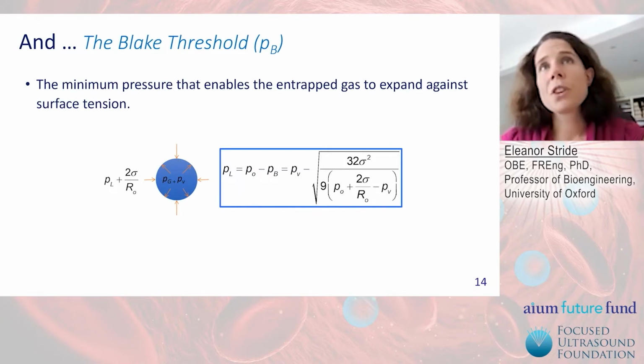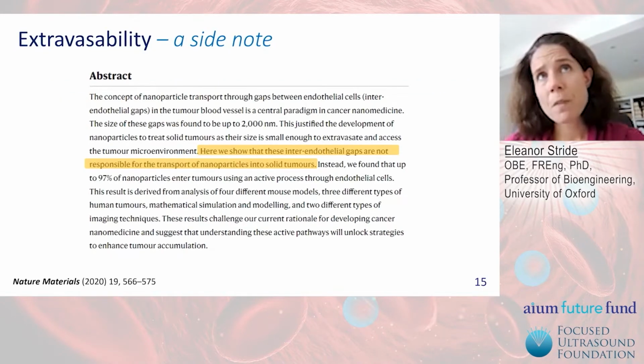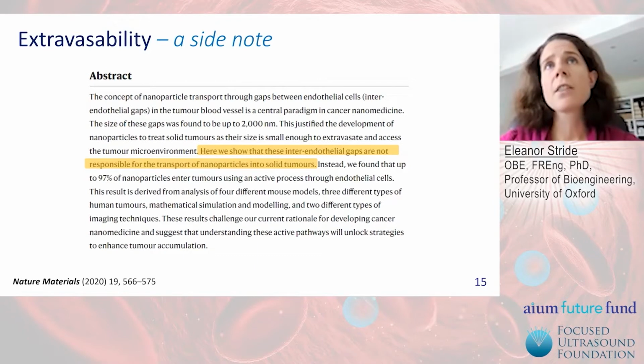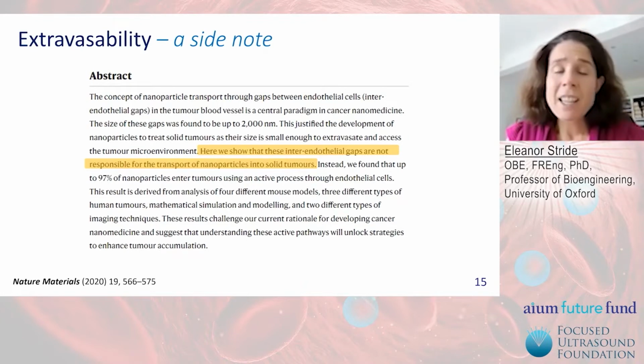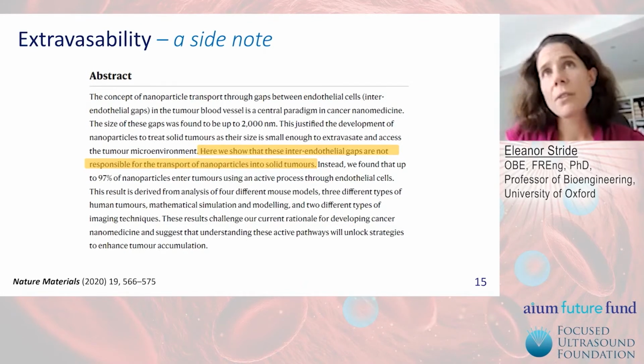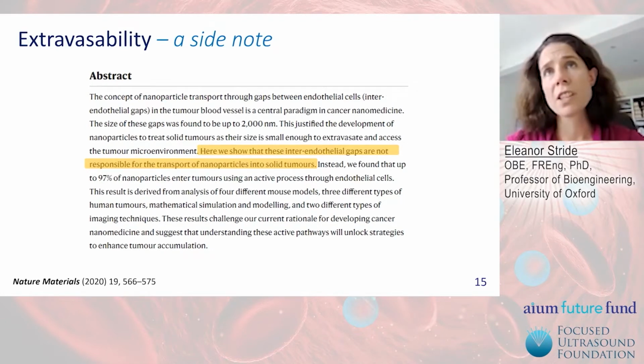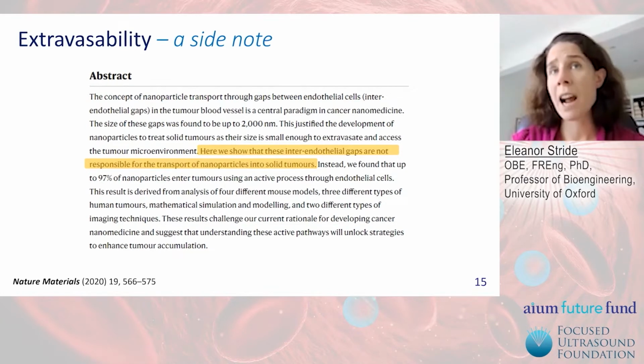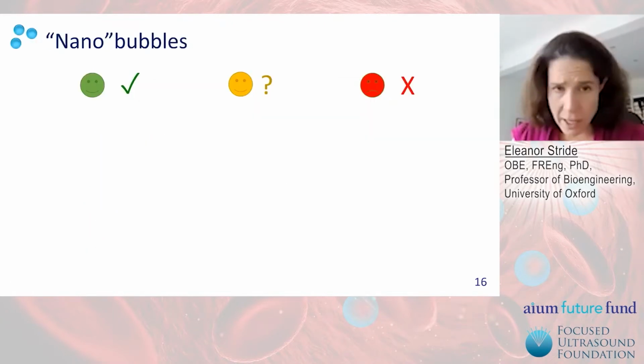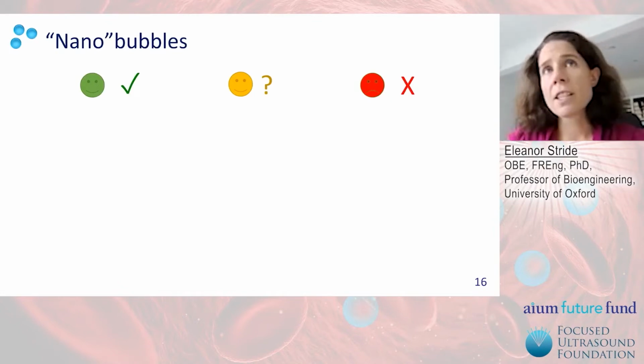This is also a good time for a quick side note on extravasation. It's been held until recently that provided particles are small enough to fit through the gaps in the endothelial lining, so between the cells lining a blood vessel, then those particles will be able to extravasate. There's actually been an increasing number of studies in the last 5 years suggesting that other mechanisms may be much, much more important in extravasation, and so we may need to think about how that feeds into cavitation agent design as well. But back to nanobubbles and how they measure against our criteria.